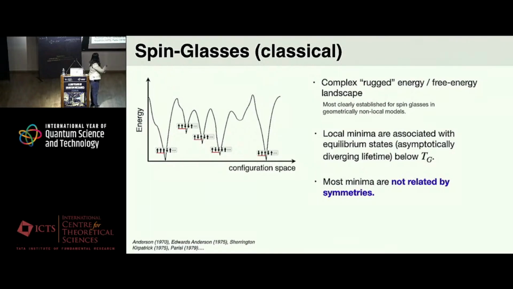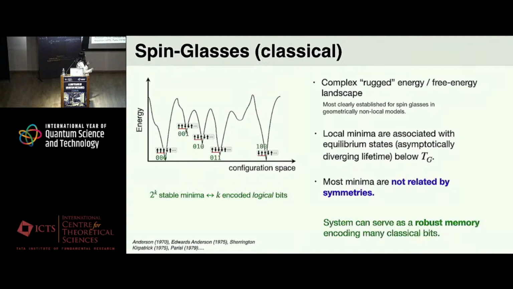The key point here is that these many minima are not related to each other by symmetries. So there's not a description for spin glass order in terms of conventional symmetries that may exist in a spin system. People often use a more enigmatic language of replica symmetry breaking to describe these, but let me not get into that. Okay, so we have many of these equilibrium states not related by symmetries, and each of these, again, can be used to encode some classical memory, and together, the set of all of these different minima can actually encode many, many different classical bits robustly.